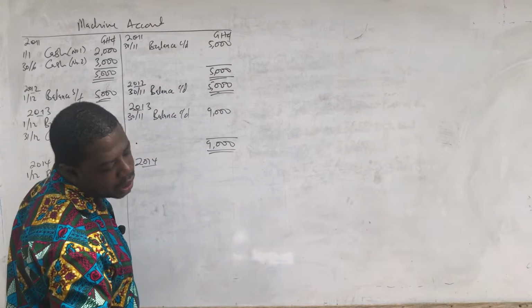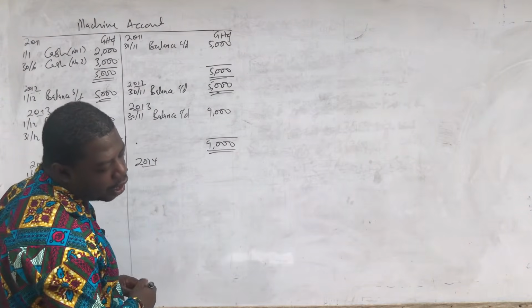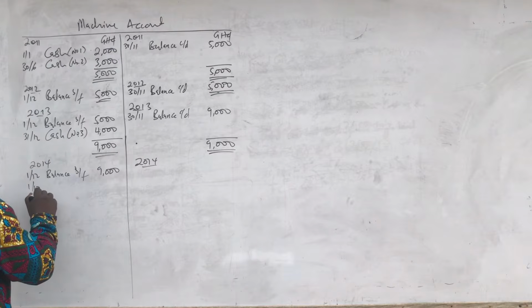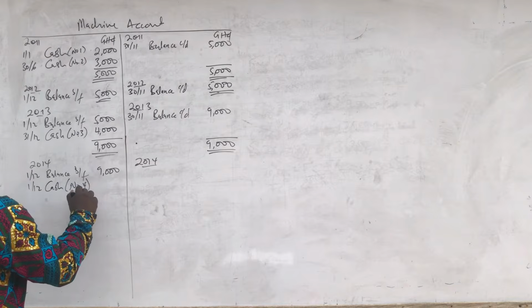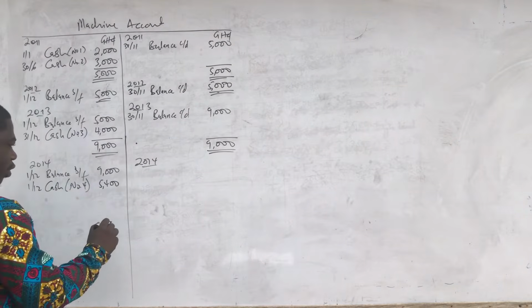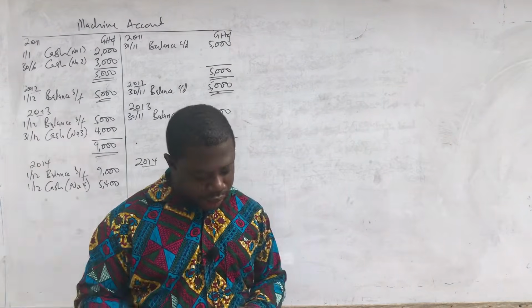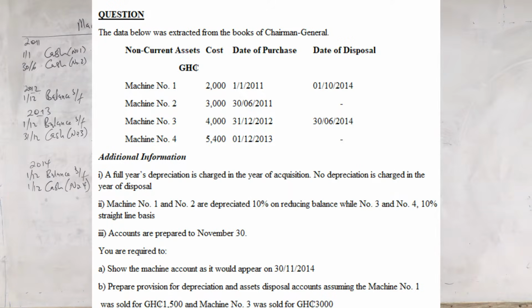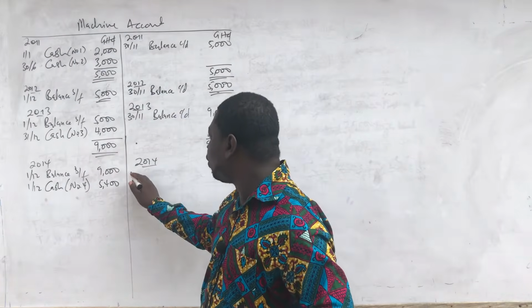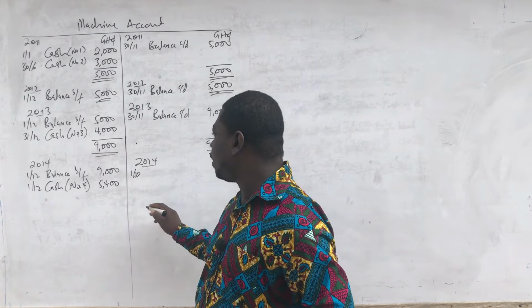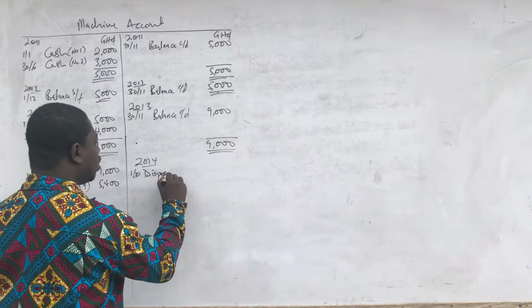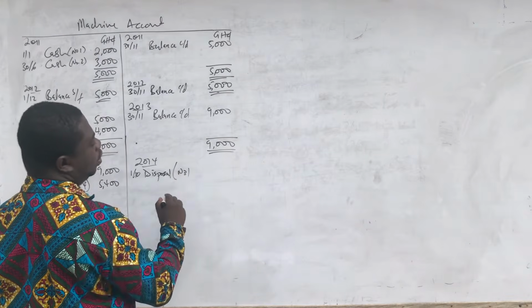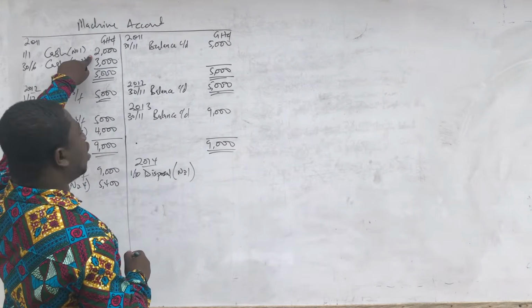And so we bought machine number 4 for 5,400 on 1st December. So on 1st December 2012, there was a cash for machine number 4, 5,400. And then we look at the disposal. Now we sold machine number 1 on 1st October, sorry. So on 1st October, there was a disposal. So we call it disposal. And that is machine number 1. And machine number 1's original cost is 2,000.